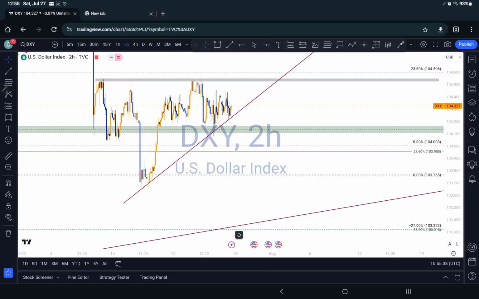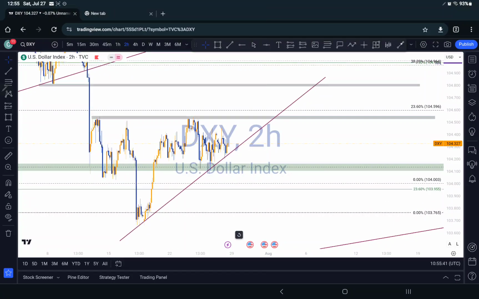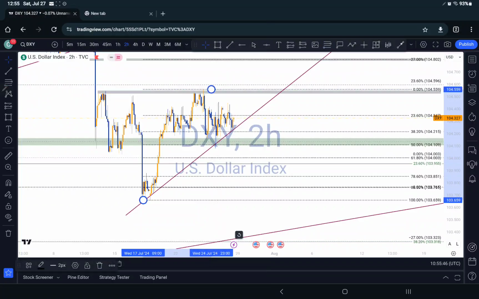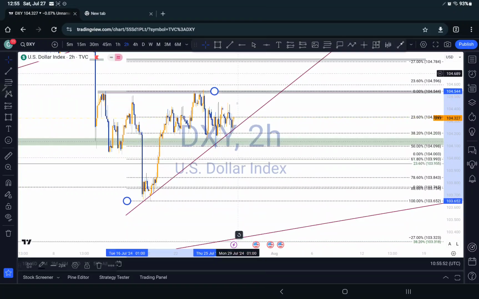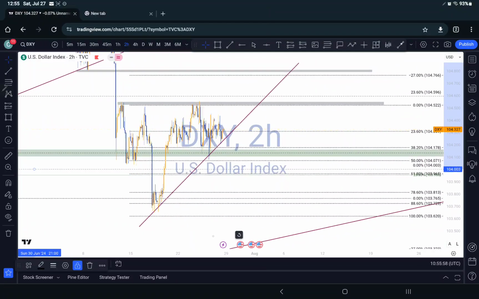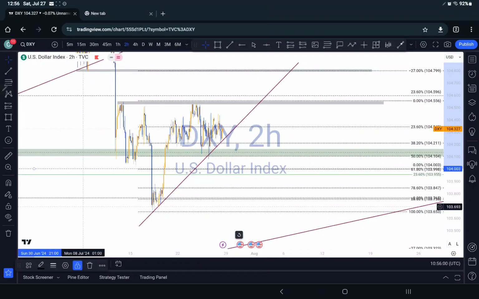As you can see, if I put a mini fib from my point A to point B, we can see that my negative 27% fib level is inside that box as well, which is 104.799, as you can see right here. So that just adds together, and that's why I used to say that market structure, Fibonacci, and price action collide and can work together.